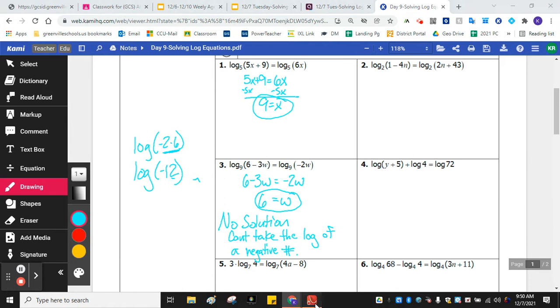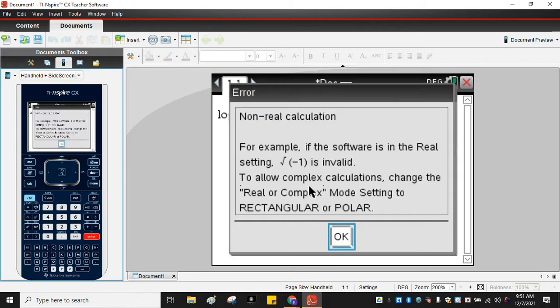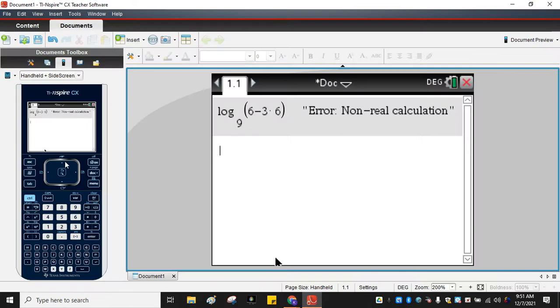All right. To show you, we're going to do log. And remember, log is control x squared. The common base log is 10. But we're doing 9. And then I'm plugging in 6. So 6 minus 3 times 6. Times 6. Can't do it. It gives you a negative under a radical. It wouldn't be a real solution. So nope, not possible. And then you can do the other one with 5.